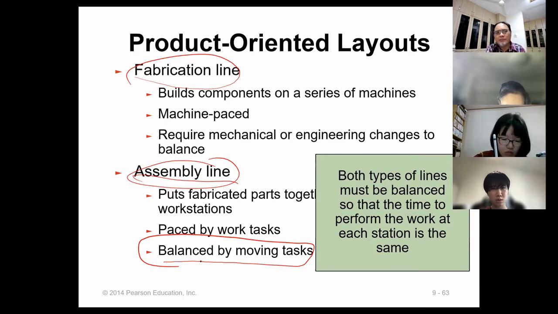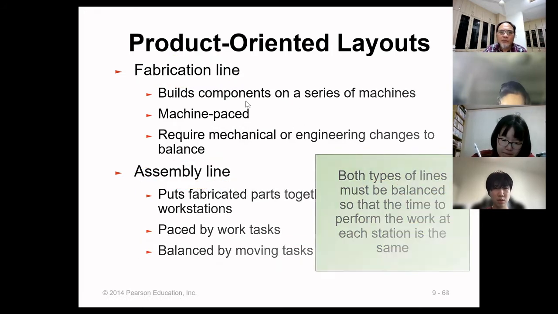But in all cases, both fabrication and assembly must be balanced so that the time to perform the work at each station is the same. I mentioned just now, work cells also must have balance. Balance means one step must have the same time as the next step. Not the same, but almost close to each other. Okay, 10 seconds, 11 seconds, 10 seconds, 12 seconds. If it is 12 seconds, okay. If it is 1 minute, 60 seconds, 55 seconds, and so on.